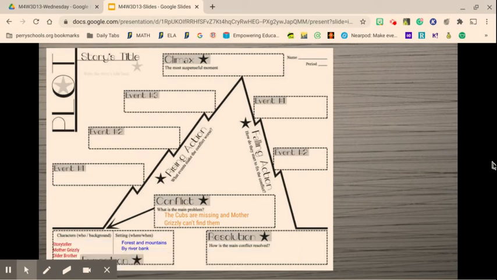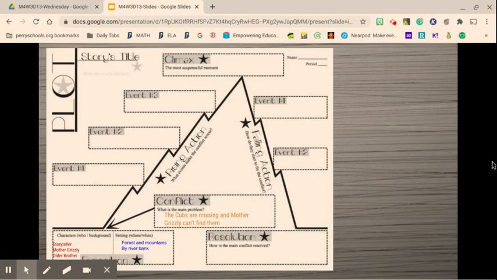So I'm going to be using this story mountain, and you guys are going to be using this as well to answer these questions and to fill in our chart to help us to understand the plot and the events and how it helps us to solve the problem. So our background information, or the exposition, is the characters, a little bit about them, and then the setting.